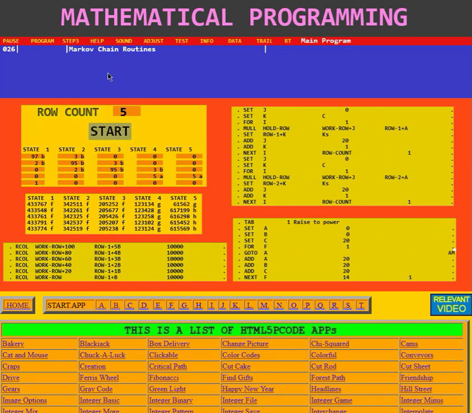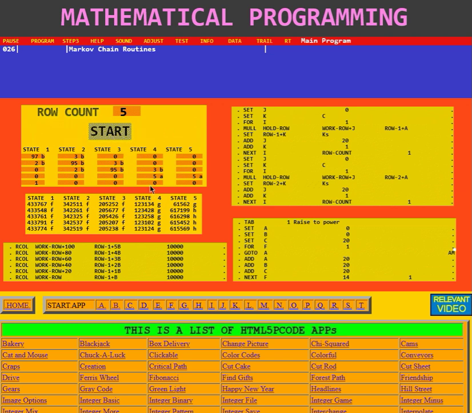This is the video for the Markov Chain program's routines. Here's where the program gets its data. First, it wants to know what the row count is, and here a 5 was entered. Here's where you click to start the process, so it'll start finding the steady state.